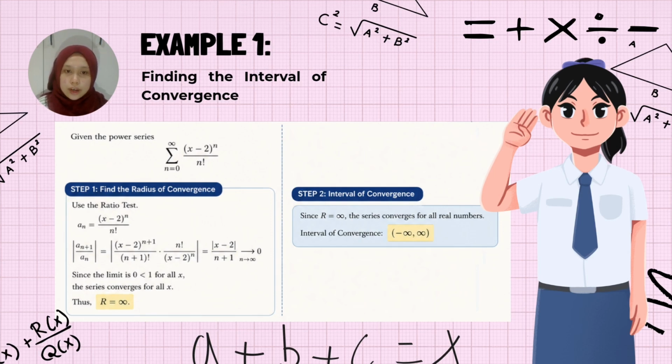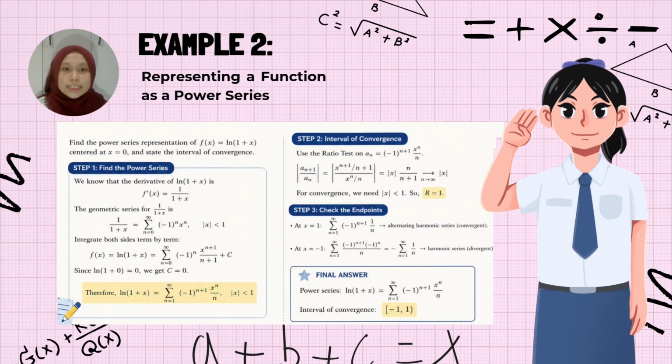Once the radius is found, we write the interval as the modulus of x minus a less than r, where a is the center of the power series. Finally, we test the endpoints separately because the ratio test does not tell us whether the series converges at those values. After checking the endpoints, we obtain the final interval of convergence, which tells us exactly where the power series is valid.